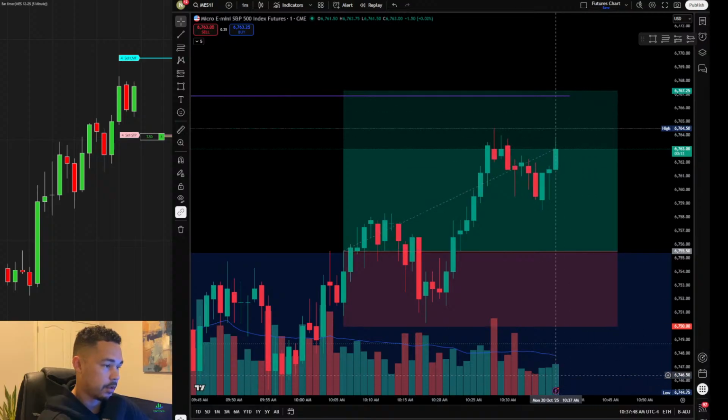So let's see if we can get a surge. Good buying pressure coming in. I like to see it increase. Okay, that was a strong candle close. Let's see if we can get some more buying pressure coming in.